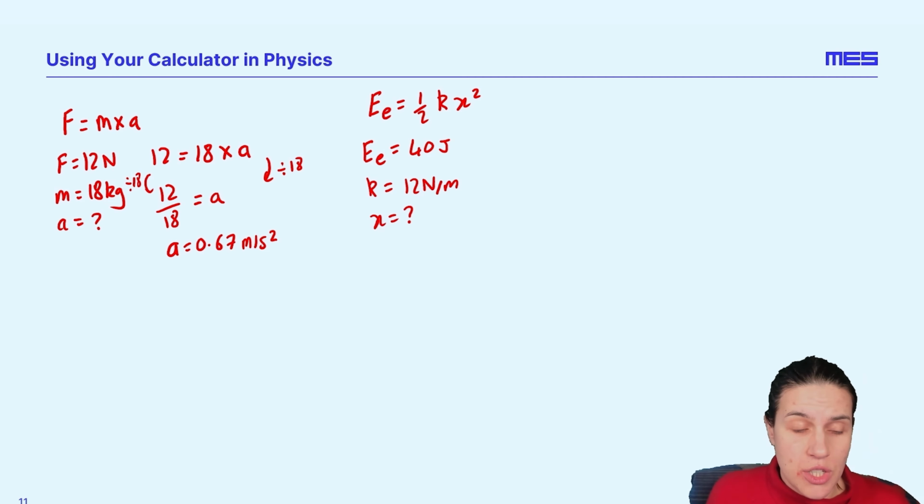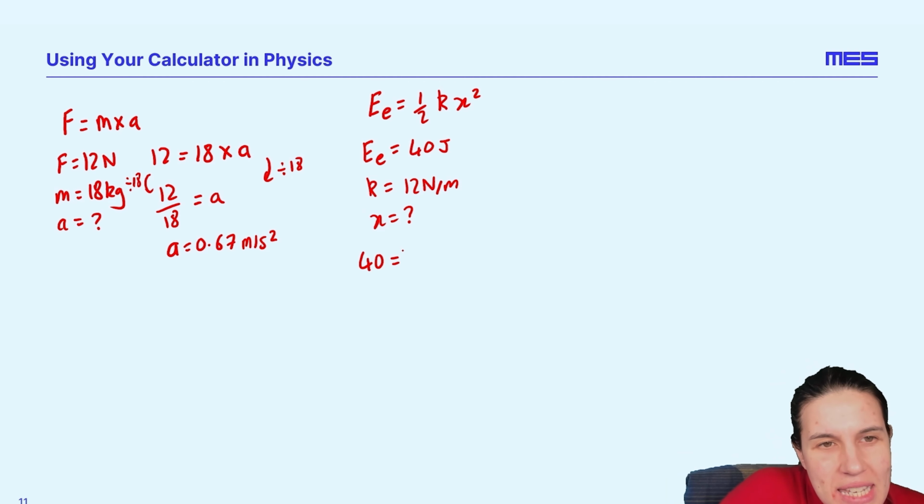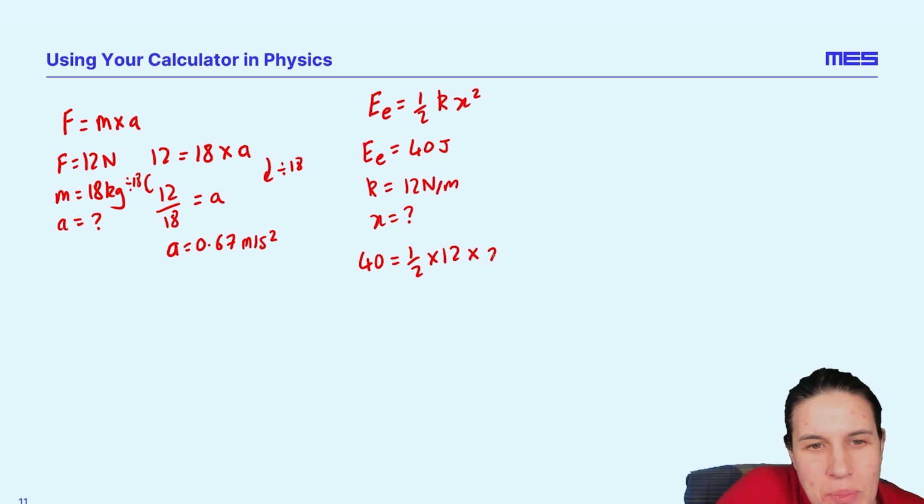So the first thing I'm going to do is I'm going to substitute all my numbers into my equation. So I've got 40 is equal to a half times 12 times by x squared.